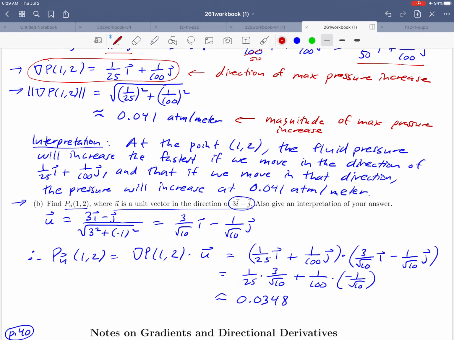What would the units on that number be that we just calculated? Well, remember, this is a rate of change. We're measuring the rate of change of pressure, so this should have units of atmospheres per meter. And that's telling us how fast the fluid pressure is going to change if we move in this direction up here.